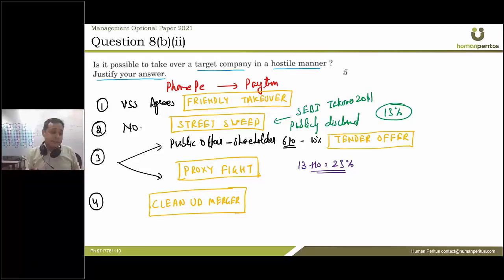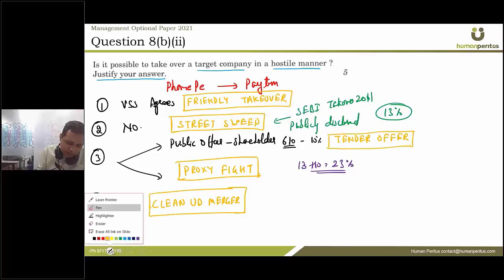But mind it guys, hostile takeover is a difficult process, because the target company can also employ a couple of tactics to resist the takeover, and there is a list of them like poison pill, golden parachute, white knight, white squire, and so many of them. So there are a couple of things which Paytm can also do in that case. But because you are writing an answer for the civil services exam, if you want to get good marks, of course you have to come up with nice examples.